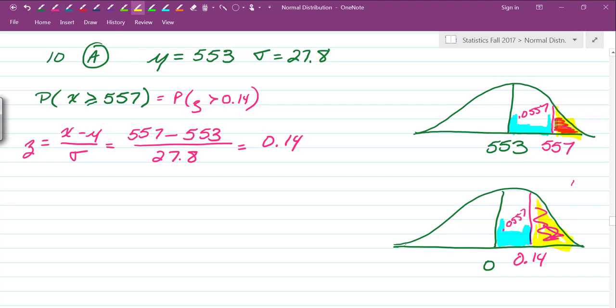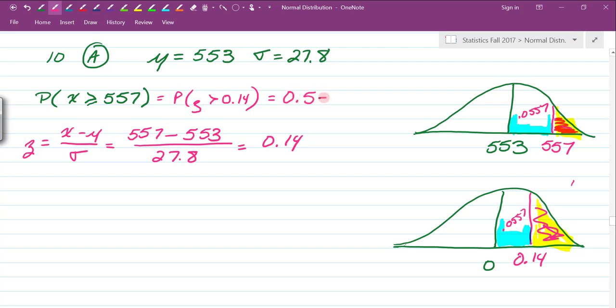So now what we can do is we can say that we know that this right here, the area where z is greater than 0.14, since we know that this whole half over here has to equal what? This whole thing over here has to equal 0.5. So it's 0.5.